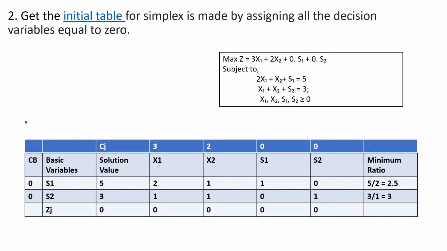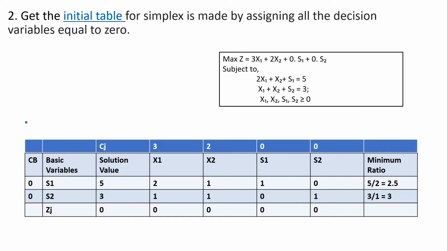But are we satisfied with this value of Z? Obviously not, because we are asked to maximize the value of Z, but we are getting a value of Z of 0. So we are not happy with this. We have to go for a better solution.